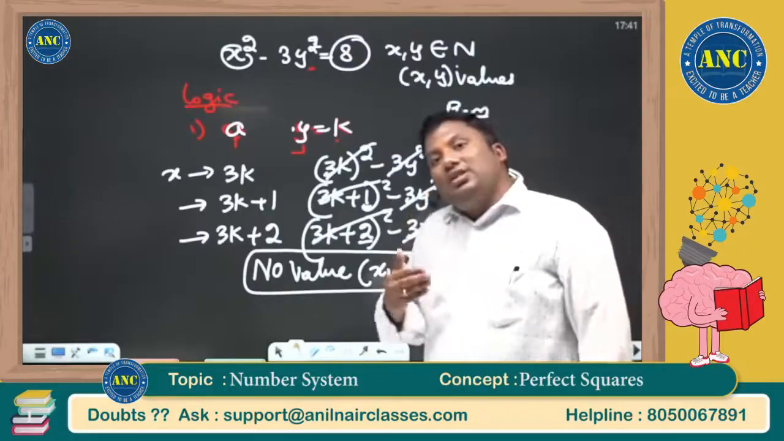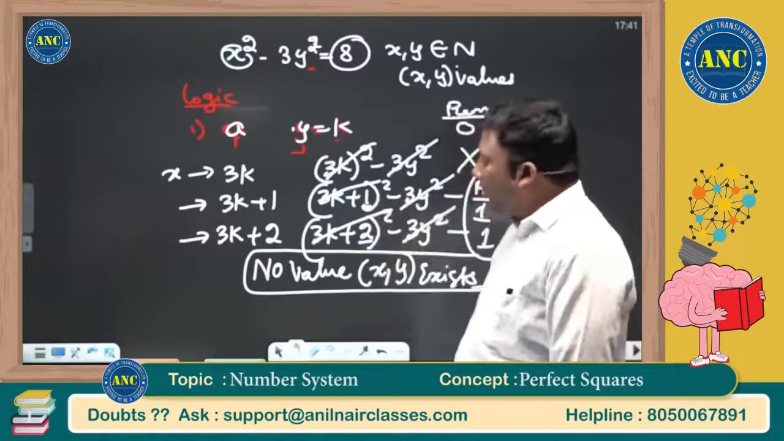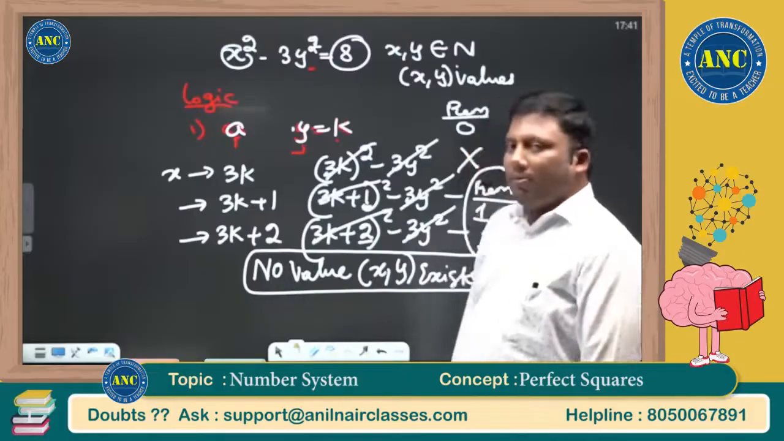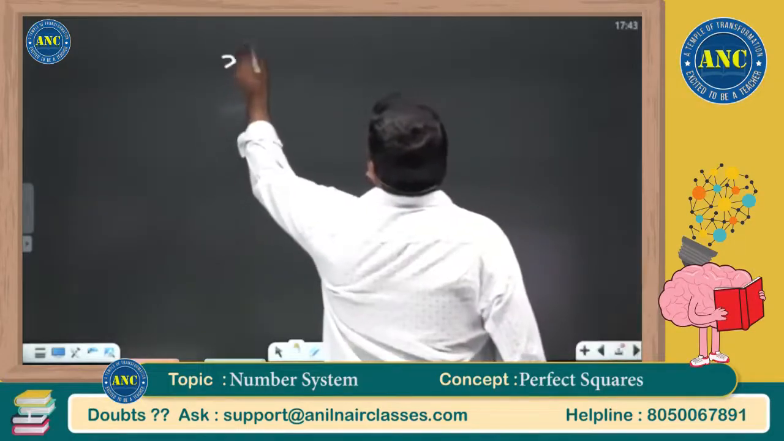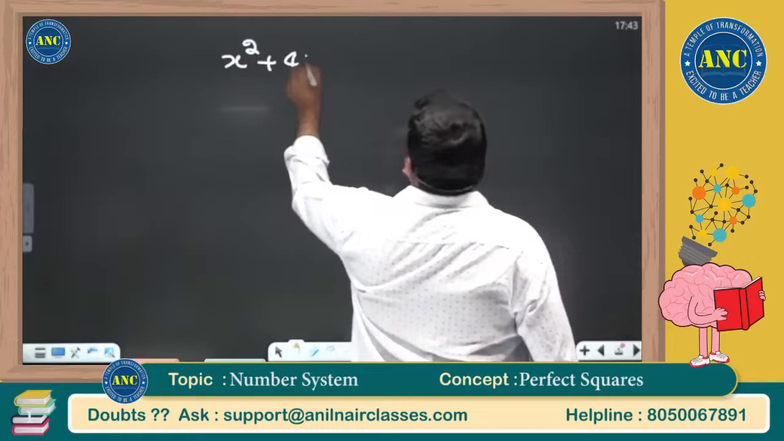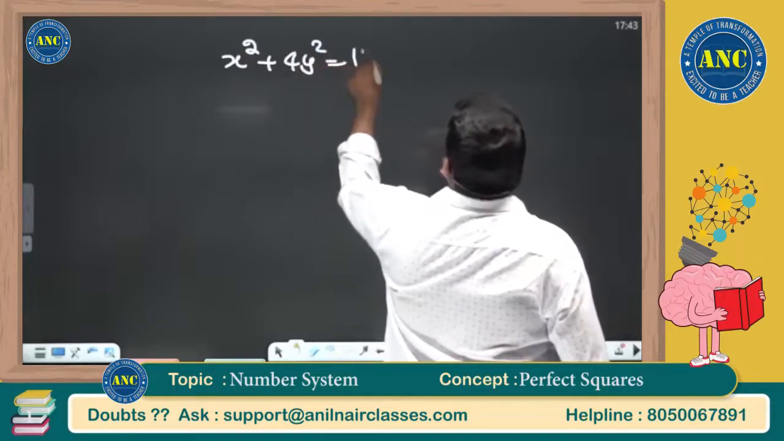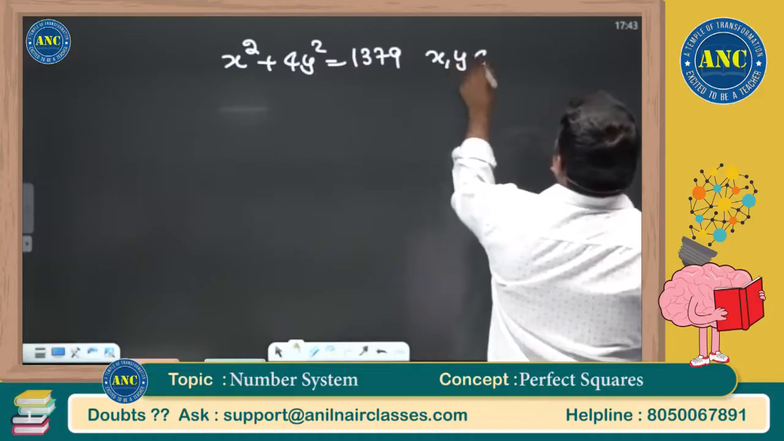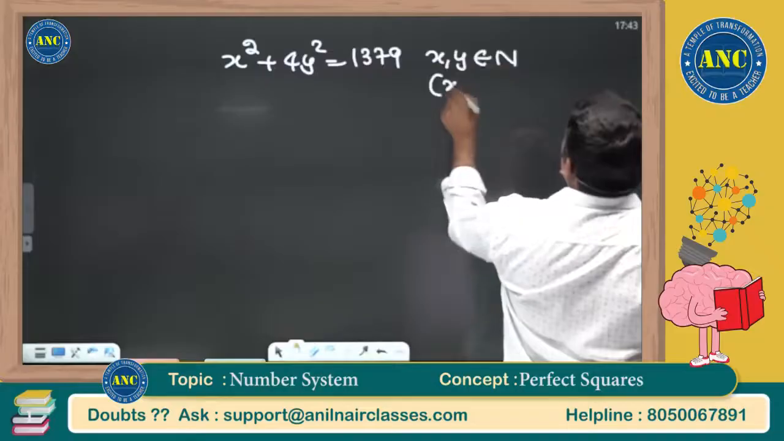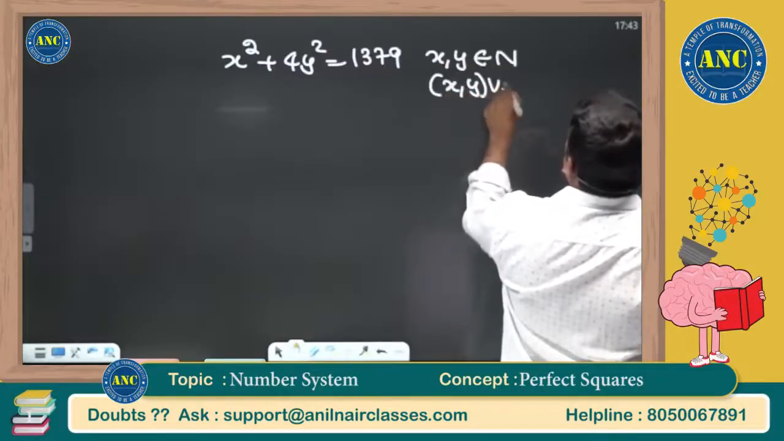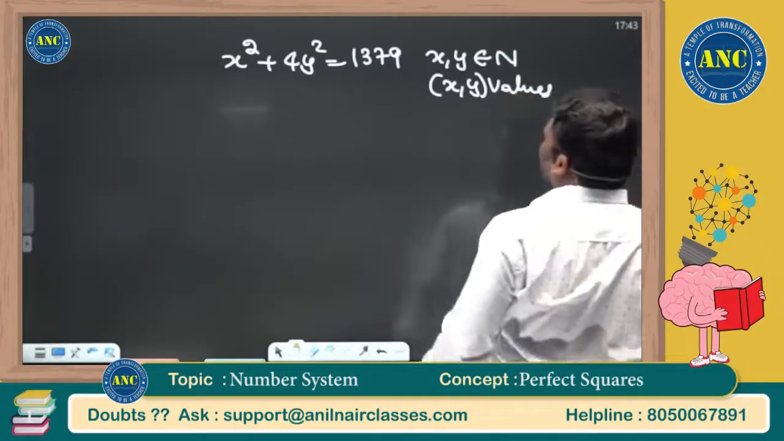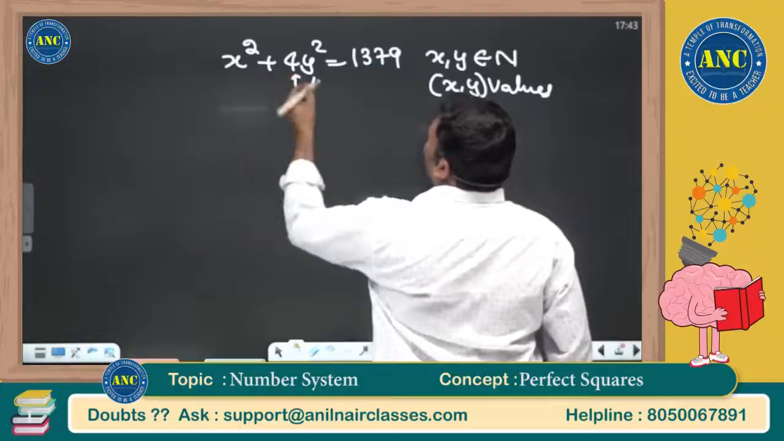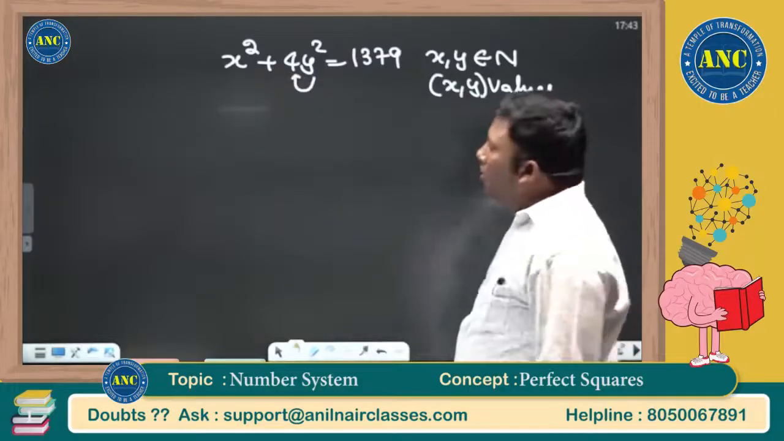Sir, can I use this logic to solve the previous problem? Yes, you can use the same logic to solve the previous problem. Any doubt in the logic, kindly ask in the live chat. X square plus 4y square equals 1379. X and y are natural numbers. How many values will x and y take? Sir, can I use the logic which you said to solve this question? Definitely yes. The y square coefficient is 4.